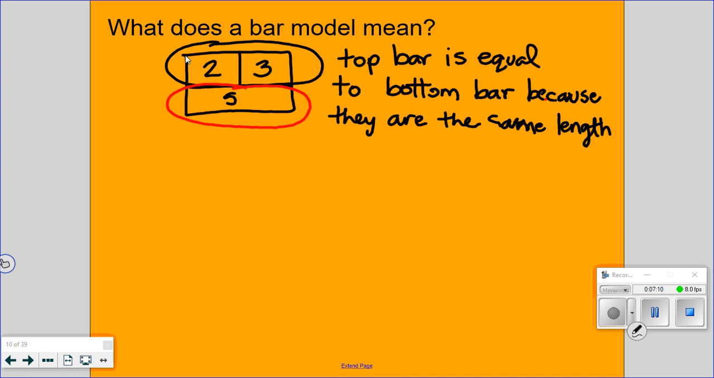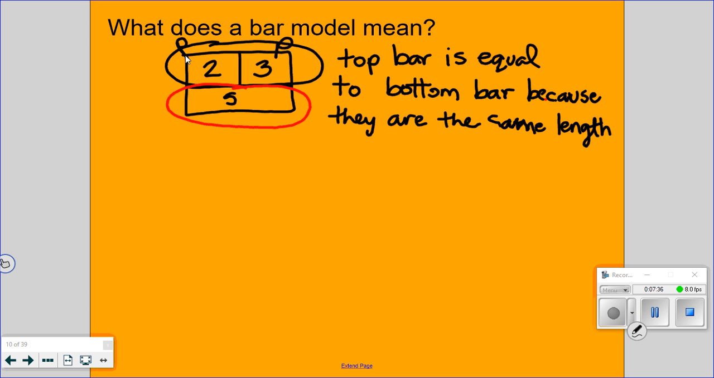Now, if you use this as part-whole, can anyone tell me what the parts are? Because we have a part and a part and a whole. I have 2 parts and 1 whole. Part, whole. What are those parts? Archer? 2 and 3. Above the 2 and the 3, we're going to put a P.